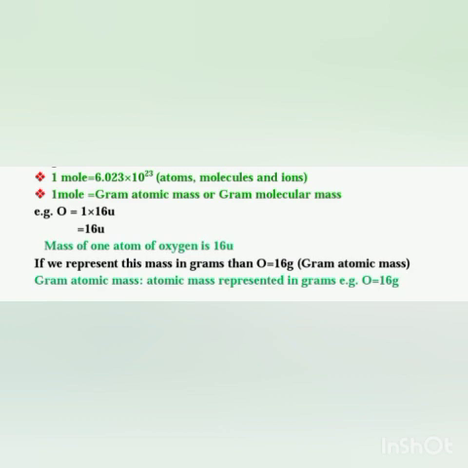Now you please see here, 1 mole is equal to 6.023 into 10 raised to power 23 particles. These particles can be atoms, molecules or ions. And 1 mole, as the definition says, is also equal to gram atomic mass or gram molecular mass. So first we have to understand what is gram atomic mass and gram molecular mass.